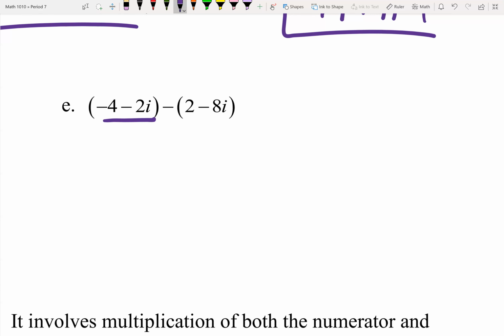Okay, everybody look in front of the first parentheses. There's nothing there.